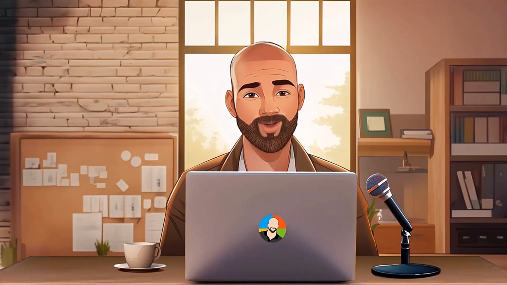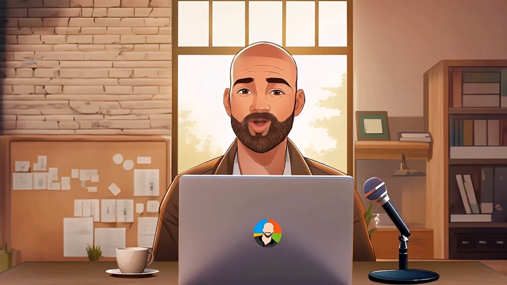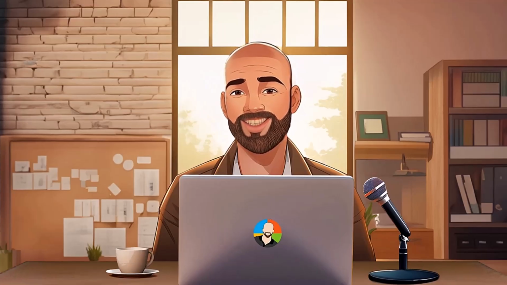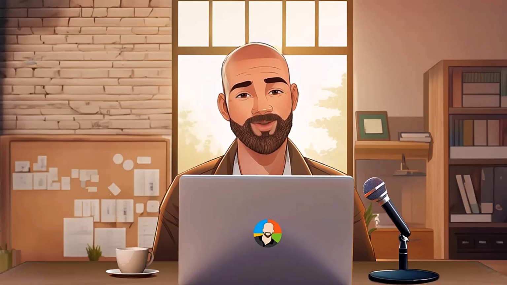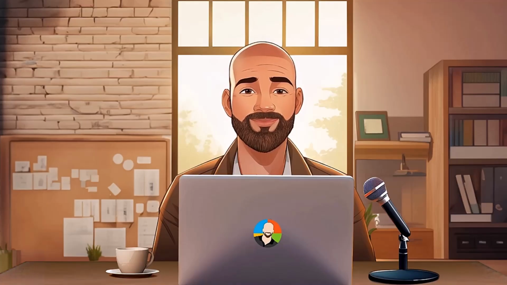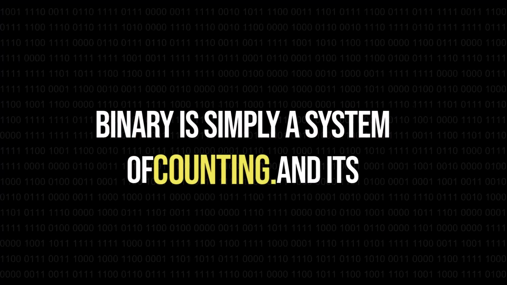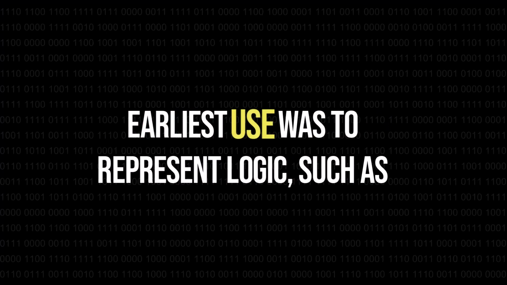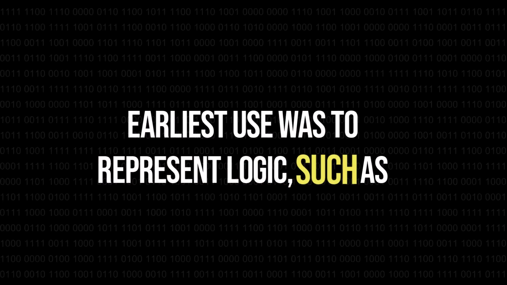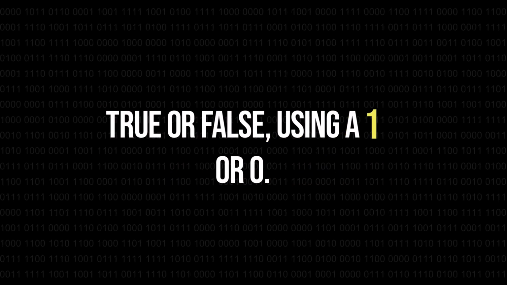But even though you may have heard of binary, a lot of people don't understand what it is or why computers even use it. So before we talk about how binary pertains to computers, let's explore what binary really is, because it existed long before computers. Binary is simply a system of counting, and its earliest use was to represent logic, such as true or false, using a 1 or 0.